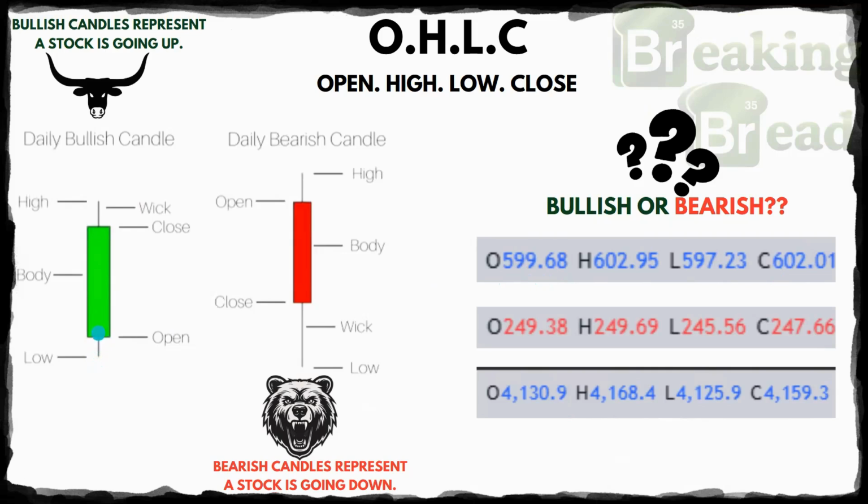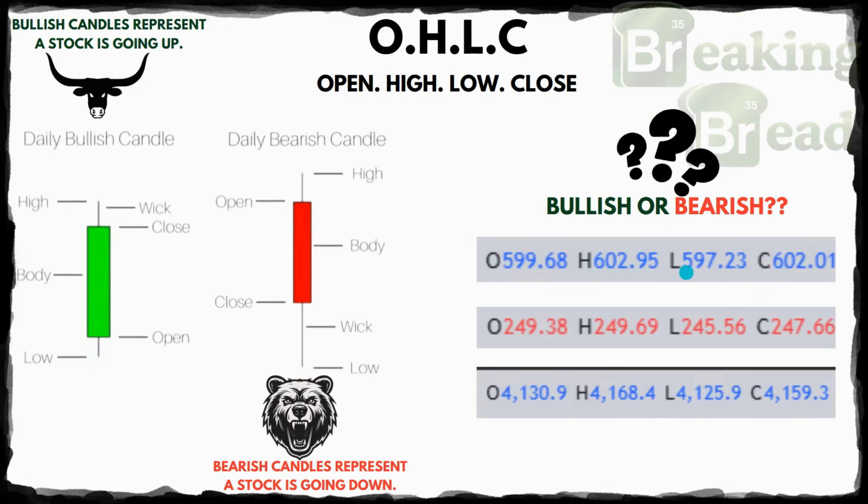Before price got pushed up, it started creating this body, and it went to its highest point of 602.95 before closing at the top of the body at 602.01. So remember, when the closing price is higher than the opening price, that's an uptrend candle. That means that price is heading to the upside.